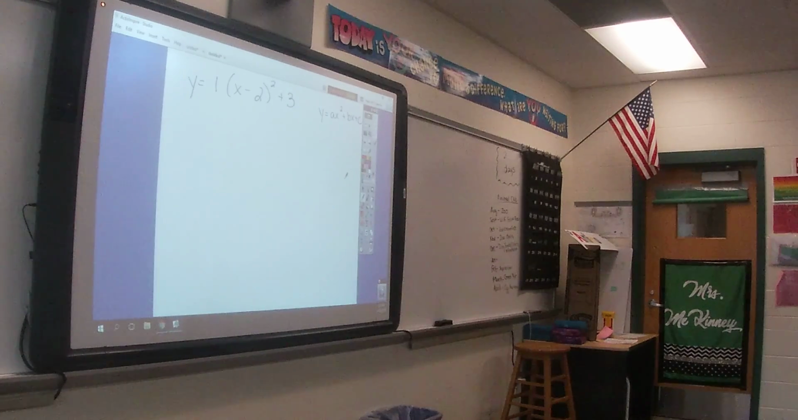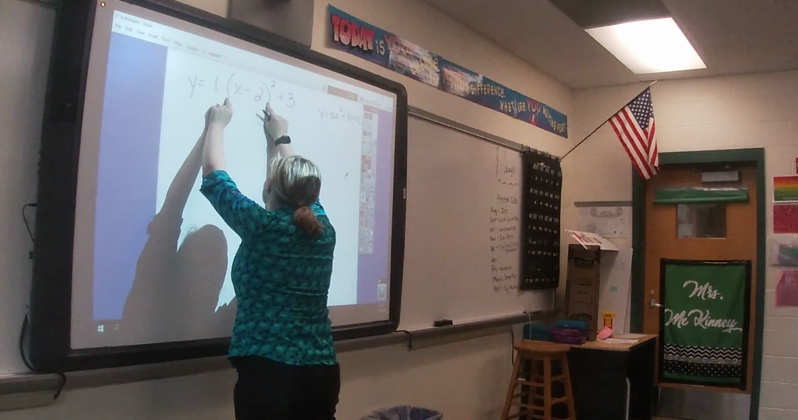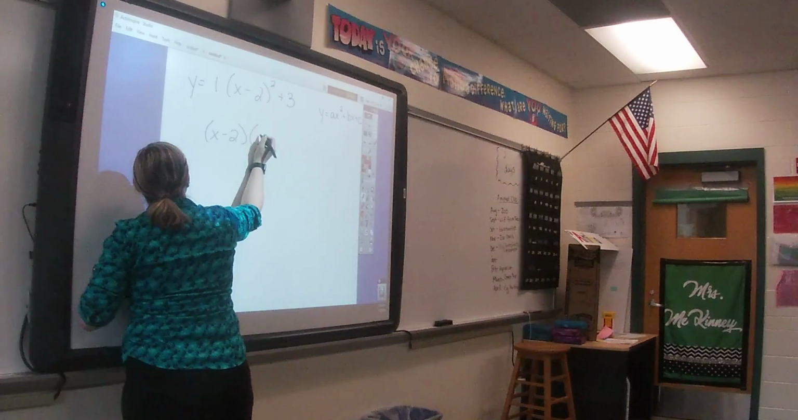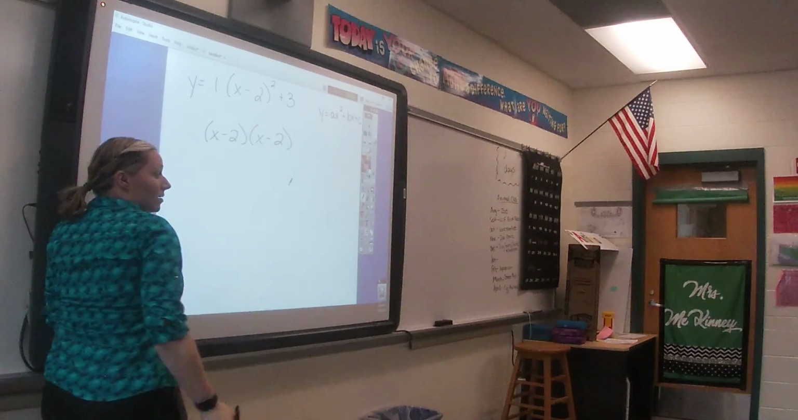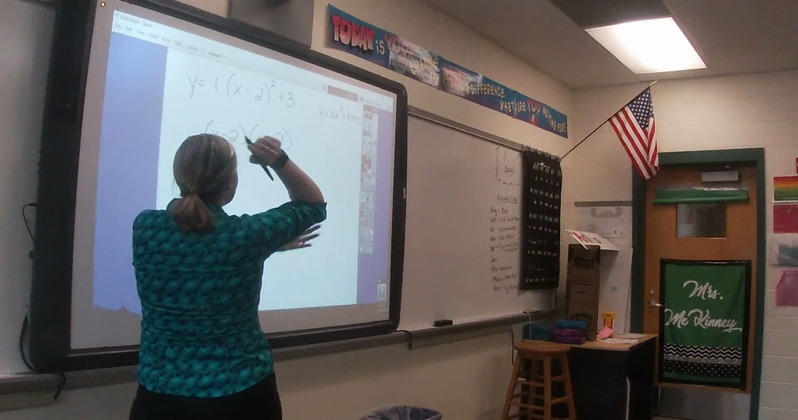What could we do to get this into standard form? Take out the parentheses. Get rid of those parentheses? Yes. How do we get rid of parentheses for x minus 2 squared? Take the square root. Simplify it and multiply those out. That's why I just had you practice that.